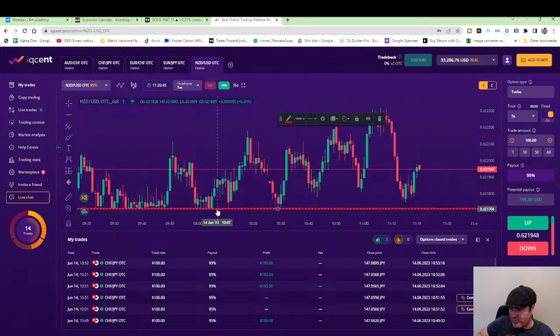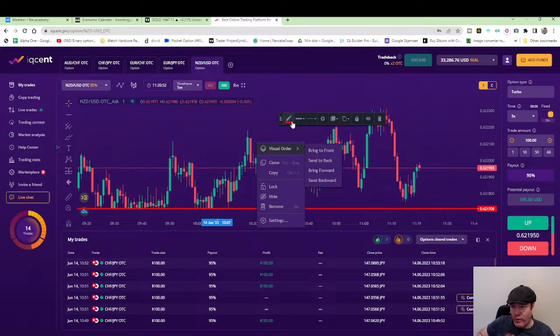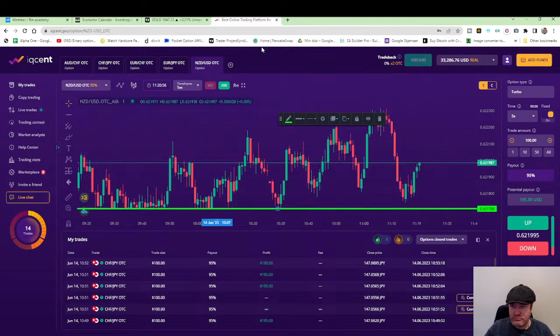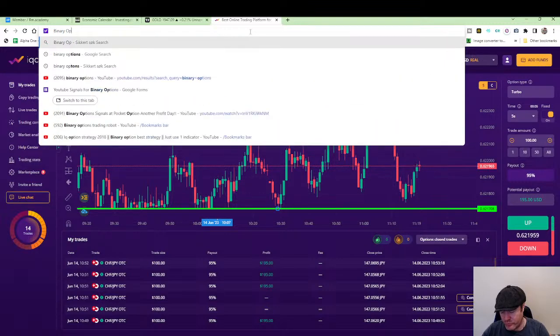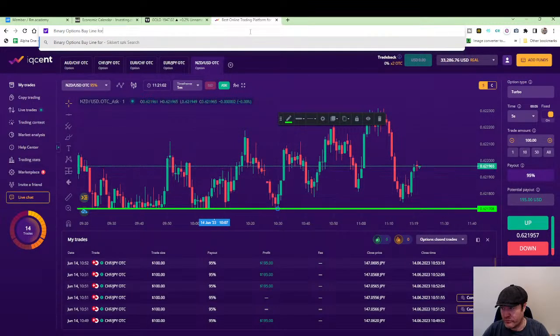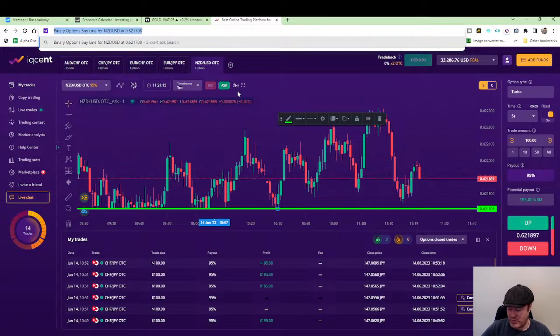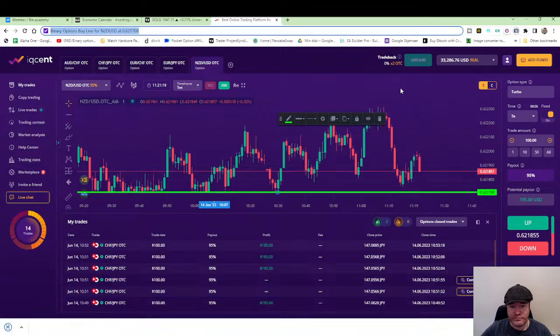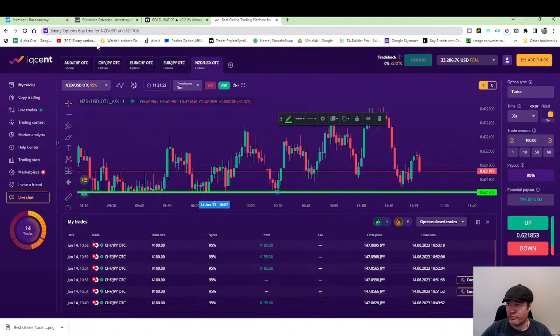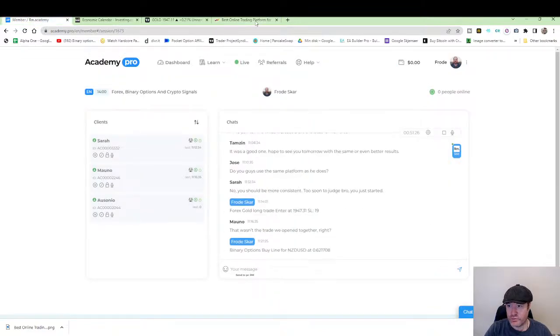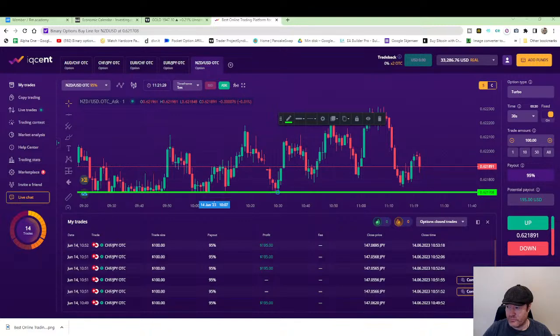So you see we have a very beautiful line here. Let's make this one red green color. So, binary options buy line for NZD USD at 0.621708. Let's take a screenshot of that one. Let's turn it to 30. Let's post it here first. Let's see. We are ready to take a trade on that line.